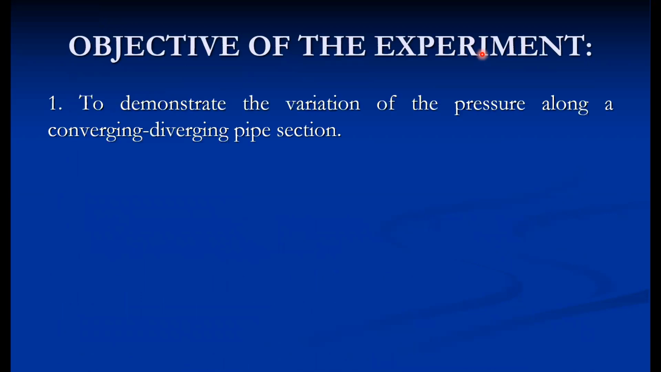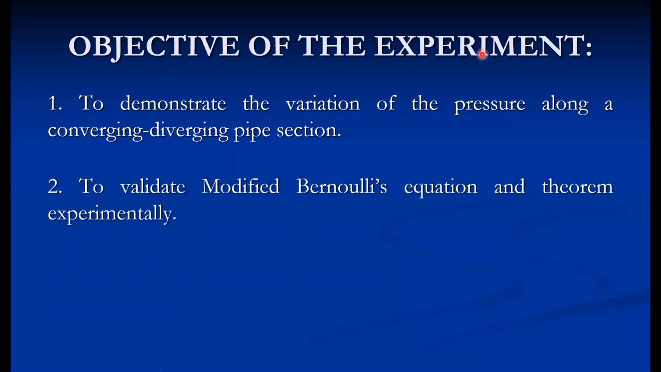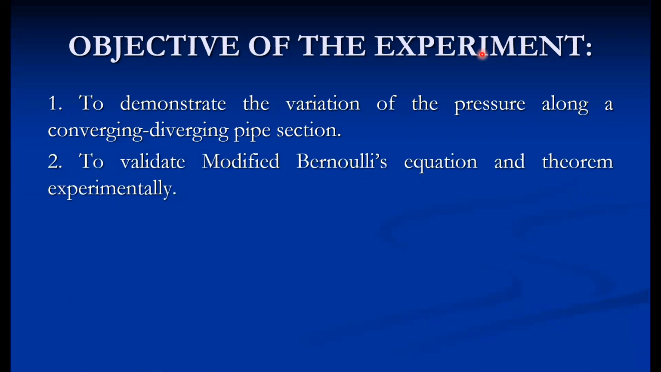The objective of this experiment is to demonstrate the variation of pressure along a converging-diverging pipe section. The second objective is to validate the modified Bernoulli's equation and theorem experimentally.